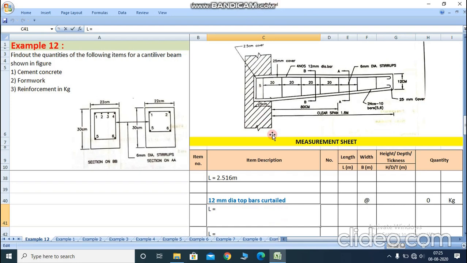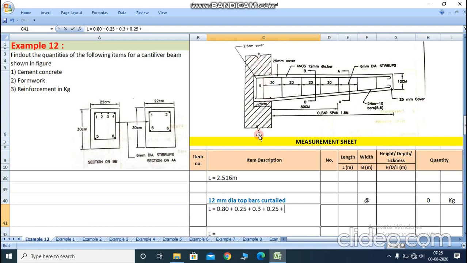Here a 12 mm diameter top bar, the curtail bar, is provided. So here 80 centimeter is already given from the wall to a point. So right here 0.80 plus 25 centimeter is fixed in a wall. So 0.25 plus 30 centimeter height of the beam. So 0.3 plus 25 centimeter at here. So 0.25 plus 2 times hook is provided.